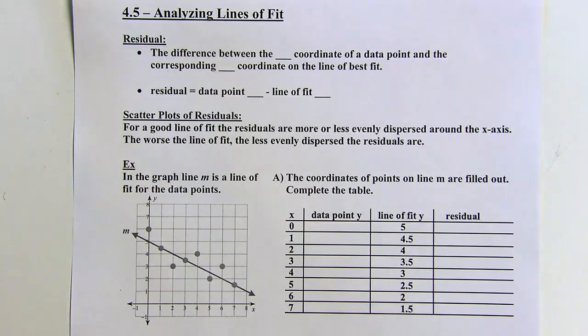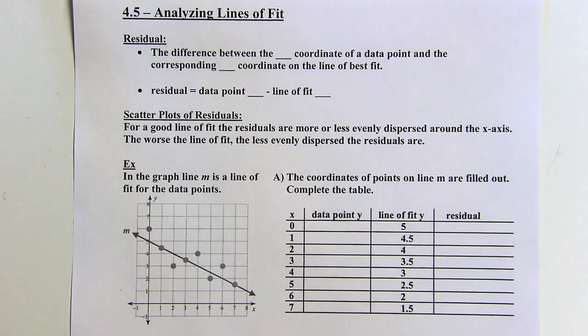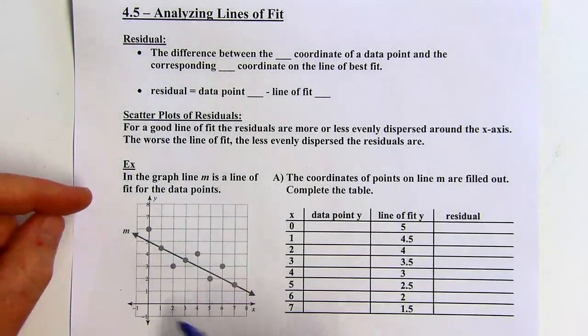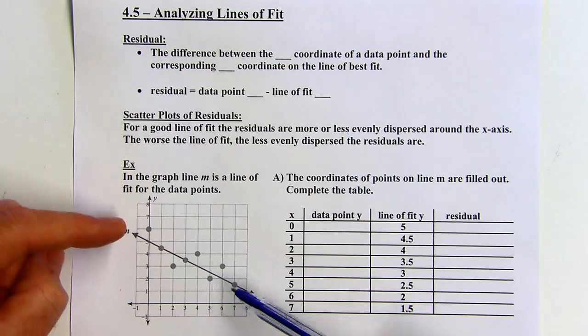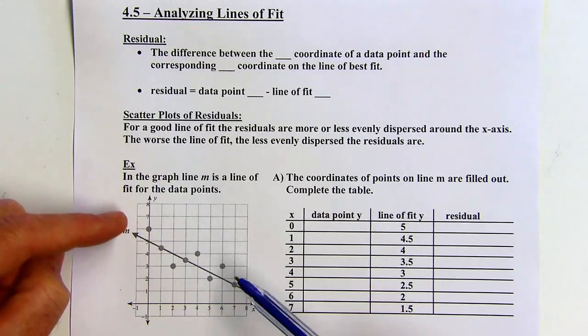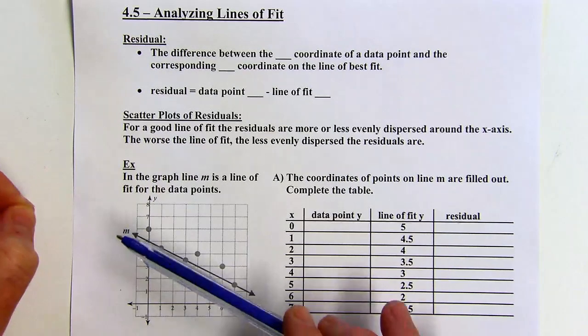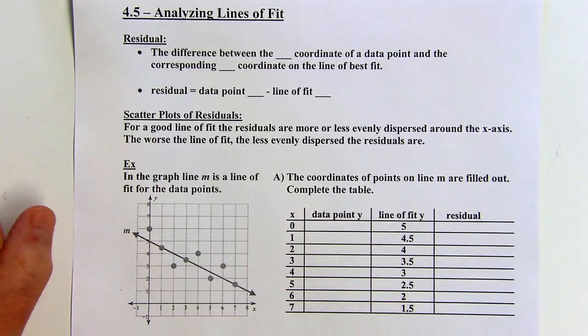Okay, 4.5 is called analyzing lines of fit. So in 4.4, in the last lesson, I talked about what a scatter plot is when you plot a bunch of data points like this. And then a line of fit is a line that roughly fits those data points, okay?